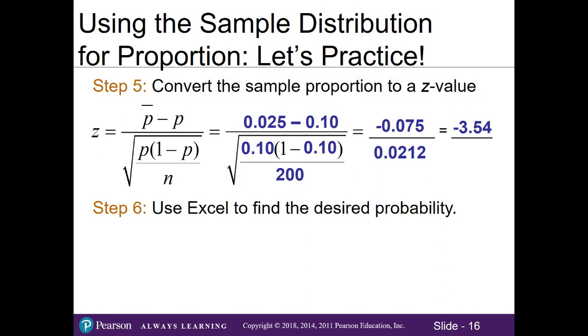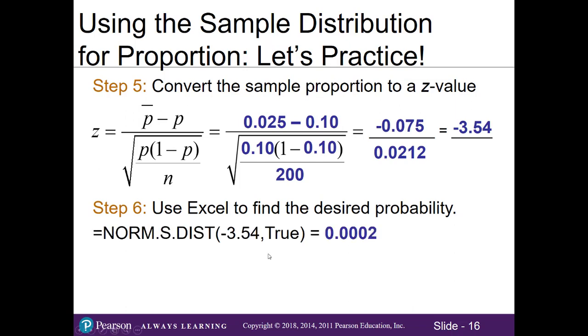Now in this question, we're asked the chances of less than some value. So we're going to use this formula, equals norm.s.dist, plug in my z-value of negative 3.54, plug in our true, and you'll get a probability of 0.0002. And let me go ahead and show that on Excel as well.